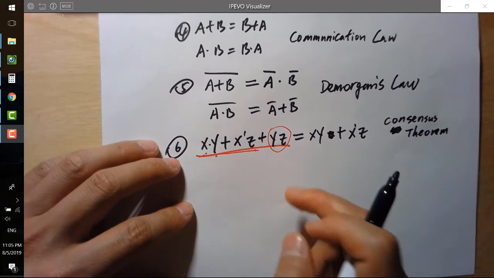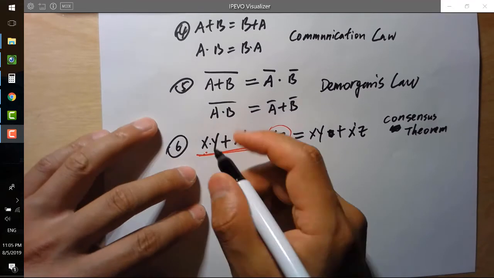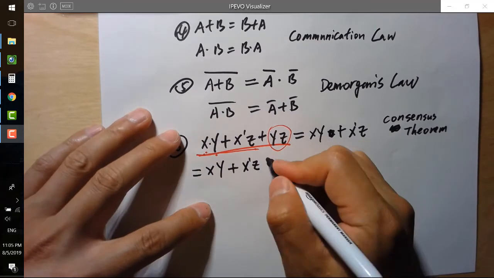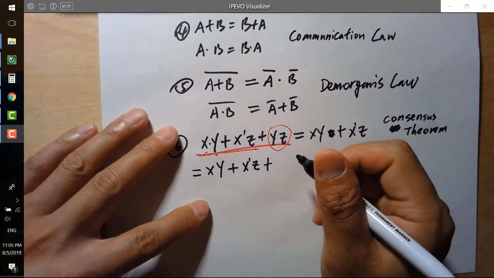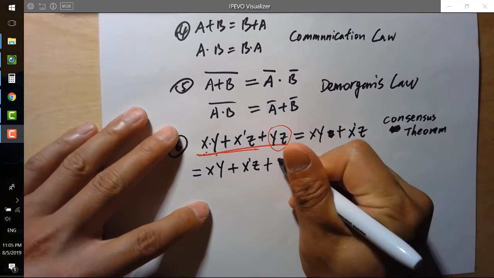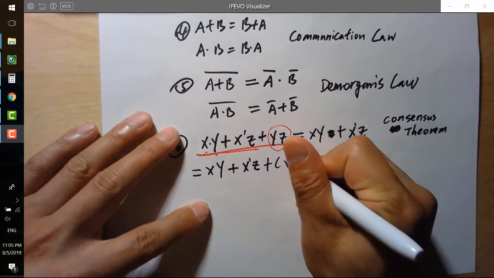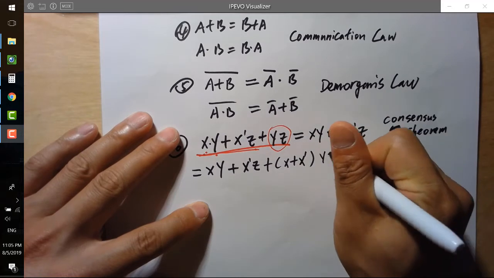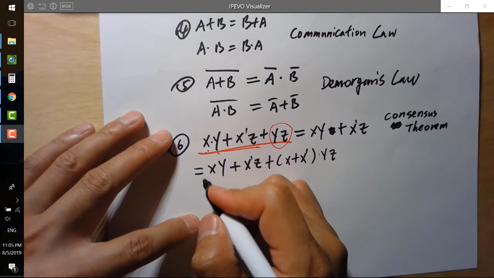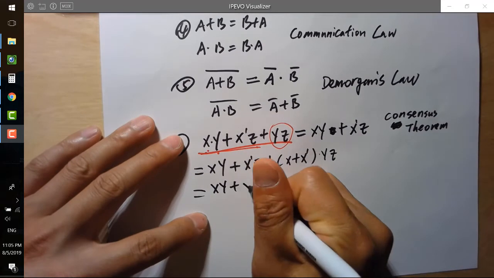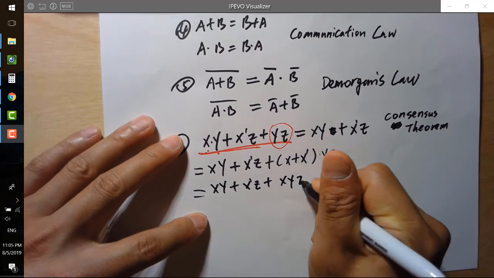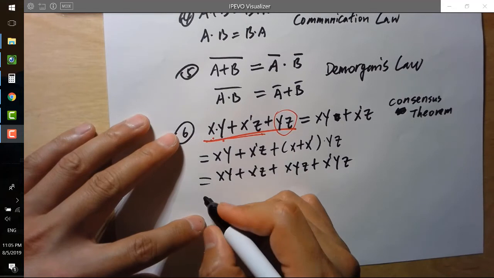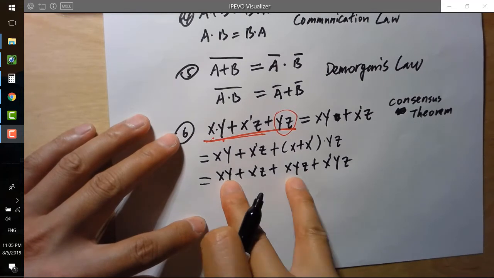Okay, so why is this? Let's try to prove it. So this one equals XY or X not Z. What we are going to do is add a factor in front of this term, which is X plus X not, because this is 1 and everything is still the same, so it's not changing the result. And now we expand it. And now we combine these two and these two.